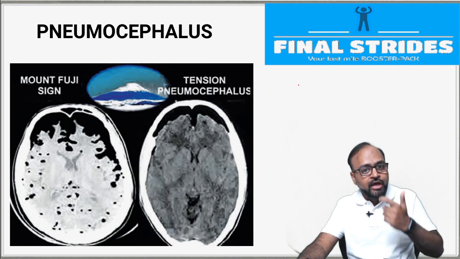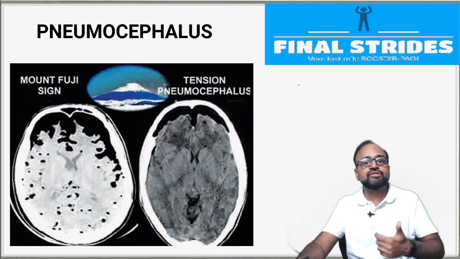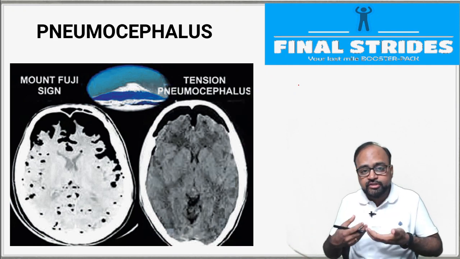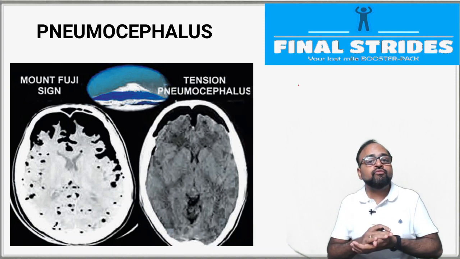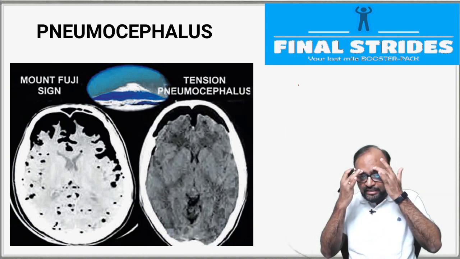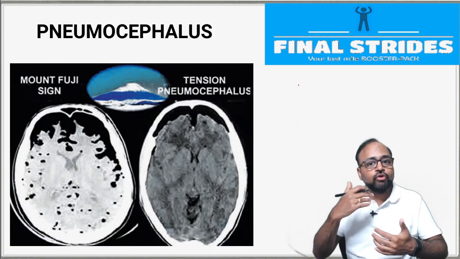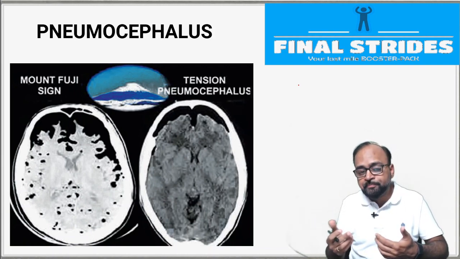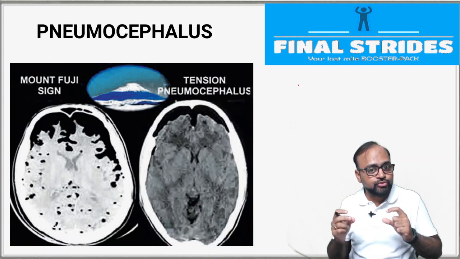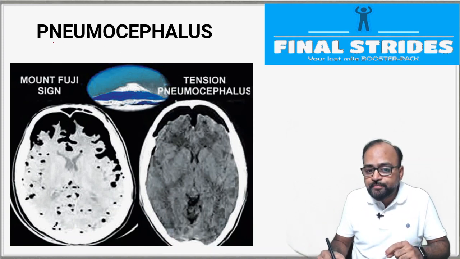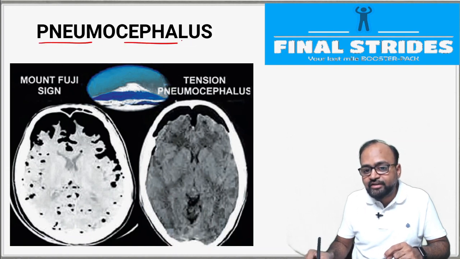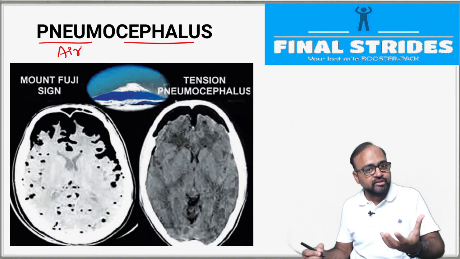Now, if there is head injury and involvement of the skull base, especially the anterior cranial fossa, what is going to happen is that there are paranasal sinuses here, especially the frontal sinus. If there is a fracture involving one of the walls of the frontal sinus, what is going to happen? The air within the frontal sinus is going to go into the subdural space. This is what is called pneumocephalus. Pneumo means air, so pneumocephalus means air is within the cranial cavity.